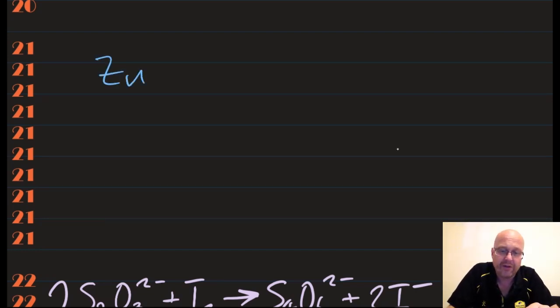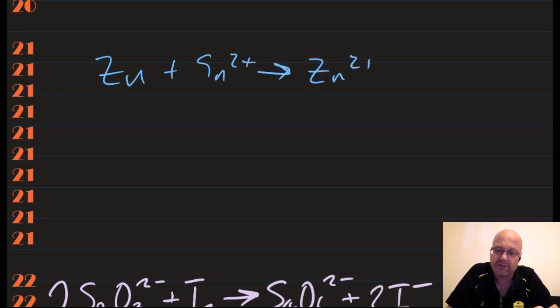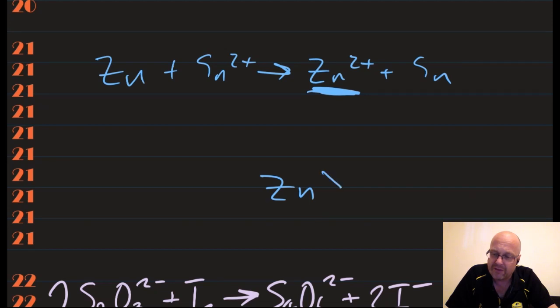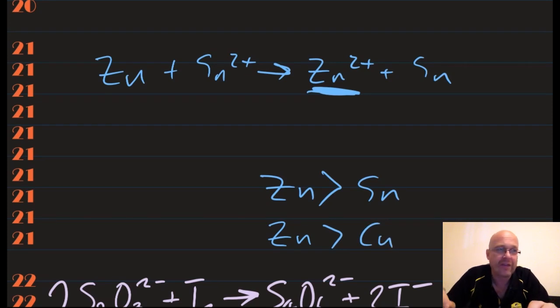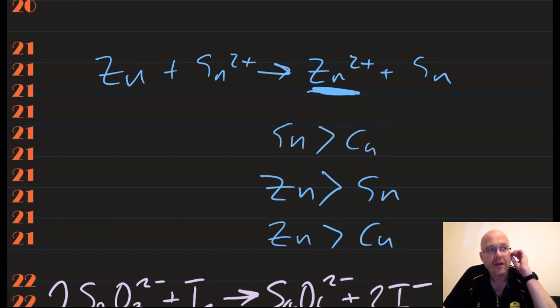So looking at the first one, I've got zinc plus tin 2+ goes to zinc 2+ plus tin. Zinc ends up as an ion at the end of the reaction, so zinc is more reactive than tin. Zinc beats tin. By the same logic, zinc also beats copper, because it ends up as an ion at the end of the reaction. The reaction doesn't happen, so it stays an ion. Tin beats copper. And copper beats silver.